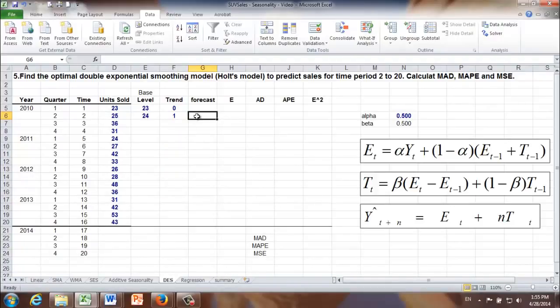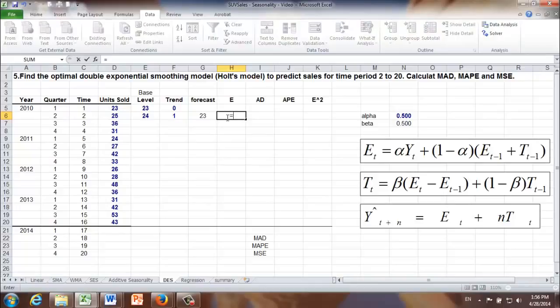Alright, let's see how we can make a forecast. The first forecast we can actually make is for time period 2. Look at formula number 3. Y2 hat will be equal to the most recent time period 1, E1. Is it available or not? Yes. So Y2 hat will be equal to E1 plus 1 times T1, because it's just one time period into the future, from time period 1 to time period 2. So here it's going to be equal to E1 plus T1.